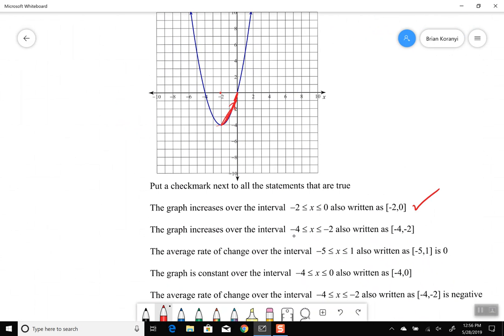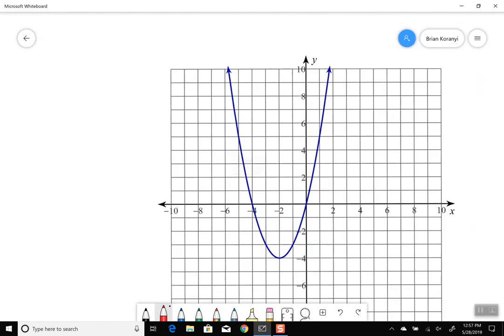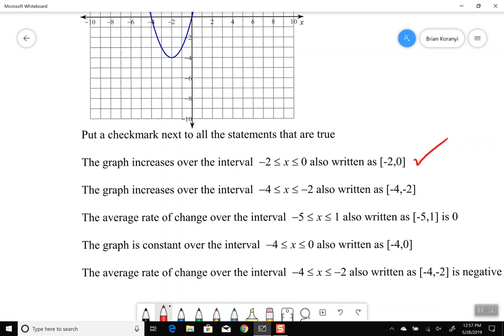The graph increases over the interval from negative 4 to negative 2. So this time, if I zoom in from negative 4 to negative 2, that graph is going downhill. It is decreasing. So that is not true. It does not get a check mark.